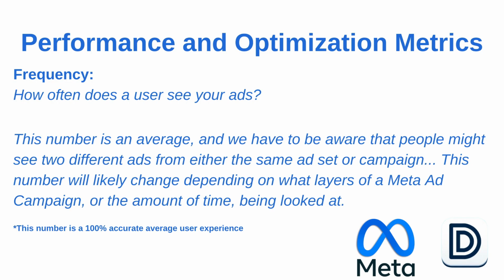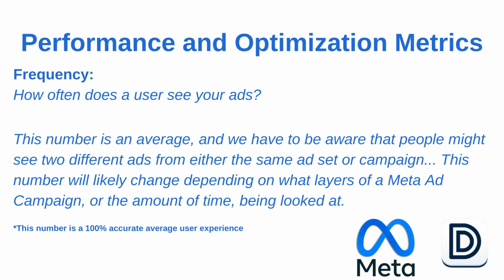Now let's focus on frequency. I know sometimes impressions and reach can get a little confusing, and that's where frequency comes into play. Frequency is how often a user sees your ads. This number is an average, and we have to be aware that some people might see two different ads from either the same ad set or campaign.